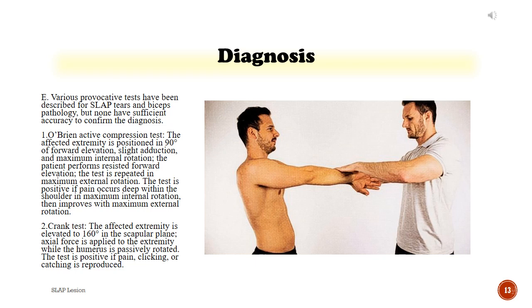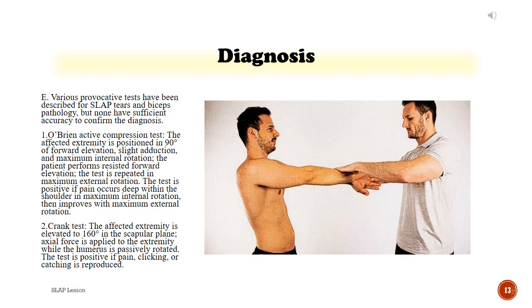1. O'Brien active compression test. The affected extremity is positioned at 90 degrees of forward elevation, slight adduction, and maximum internal rotation. The patient performs resisted forward elevation. The test is repeated in maximum external rotation. The test is positive if pain occurs deep within the shoulder in maximum internal rotation, then improves with maximum external rotation.